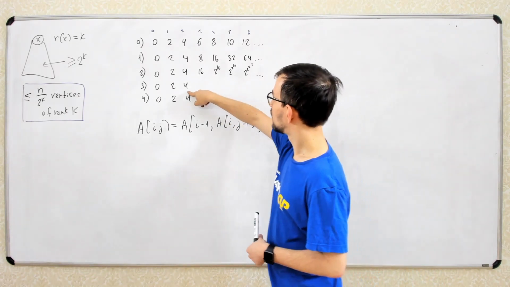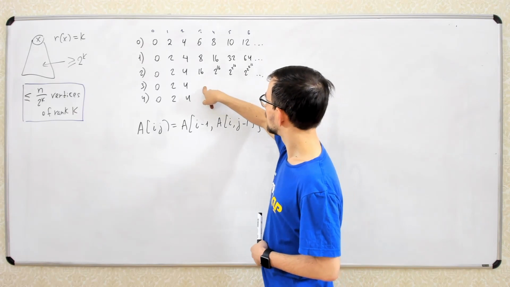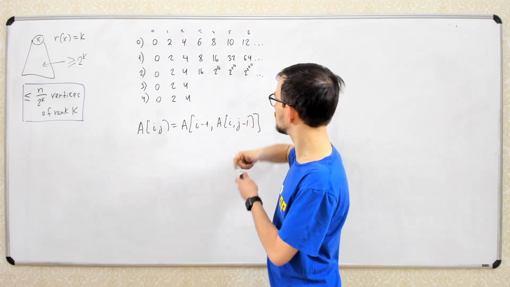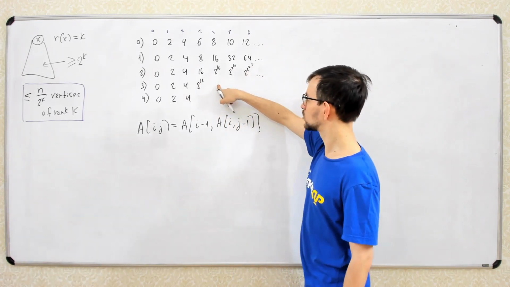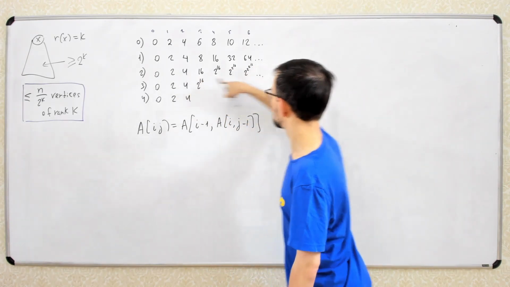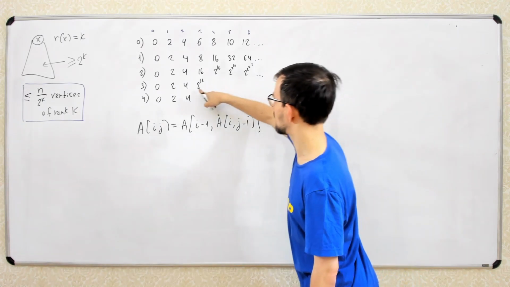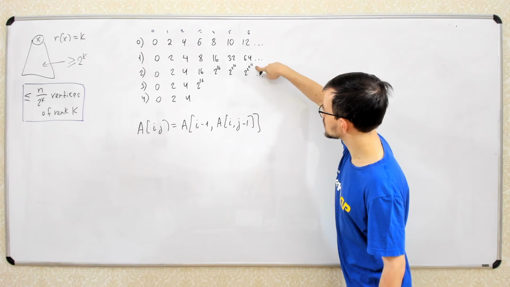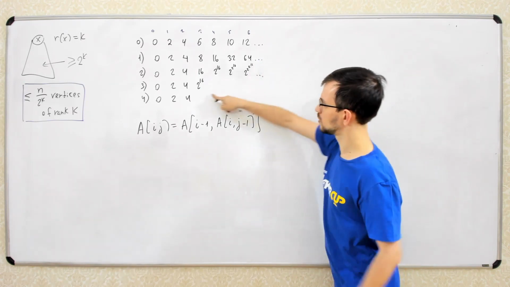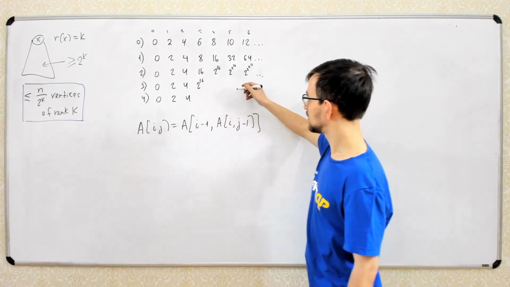Now here, for this value, you need to take the fourth value from here, so it will be 2 to the power 16. And here you need to take the value from here with index 2 to the power 16. So you need to take the tower of these powers of length equal to 2 to the power 16. So it is very big.